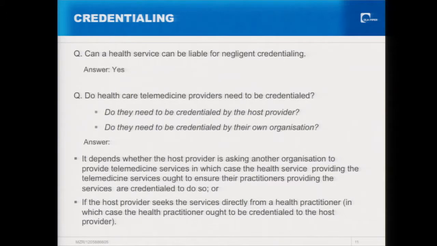So the two other questions I wanted to deal with is, do healthcare telemedicine providers need to be credentialed? If you're engaged or contacted by a host service to provide advice, do you need to be credentialed? And the two issues there are, do you need to be credentialed by the host provider, or do you need to be credentialed by your own organisation? And that's assuming that you're part of an organisation when you're providing that telemedicine advice.